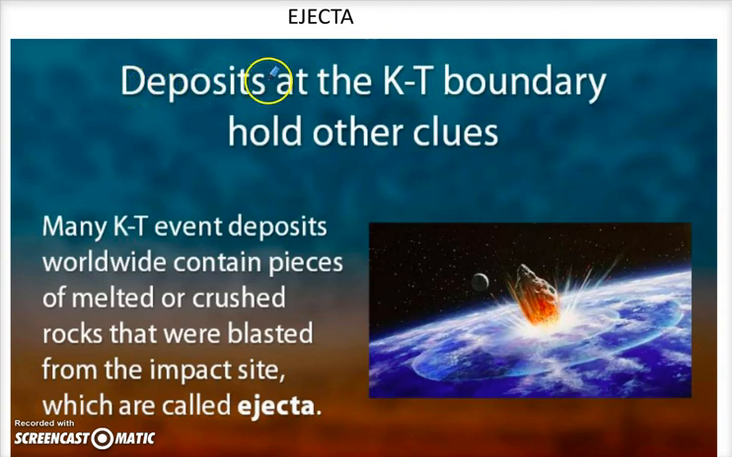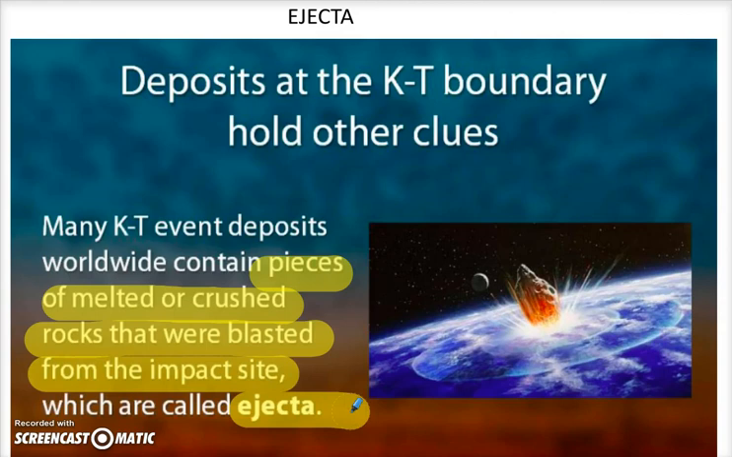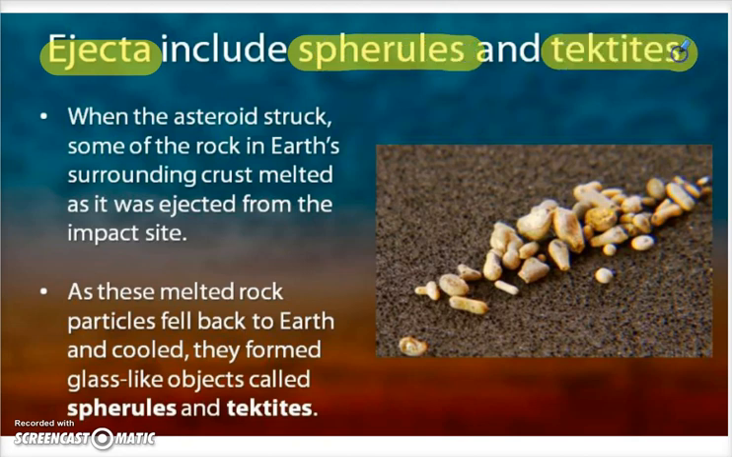These deposits, or things left over at the KT boundary, hold other clues, not just the iridium. Many KT event deposits worldwide have these pieces of melted or crushed rock that were blasted from any impact site. We call these ejecta. These ejecta pieces include things called spherules and tektites.